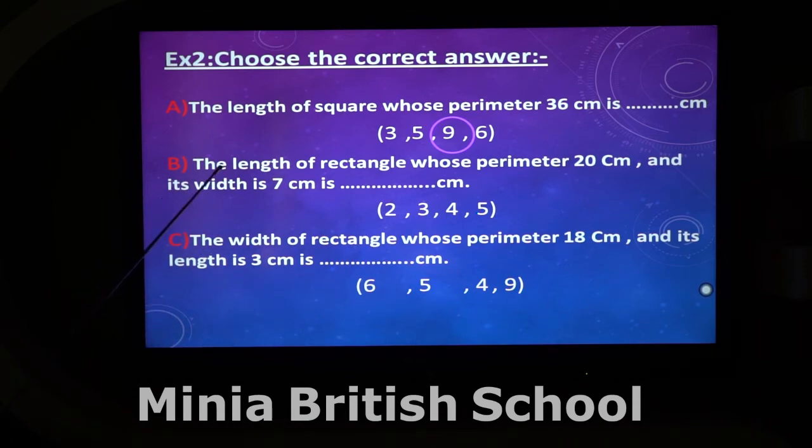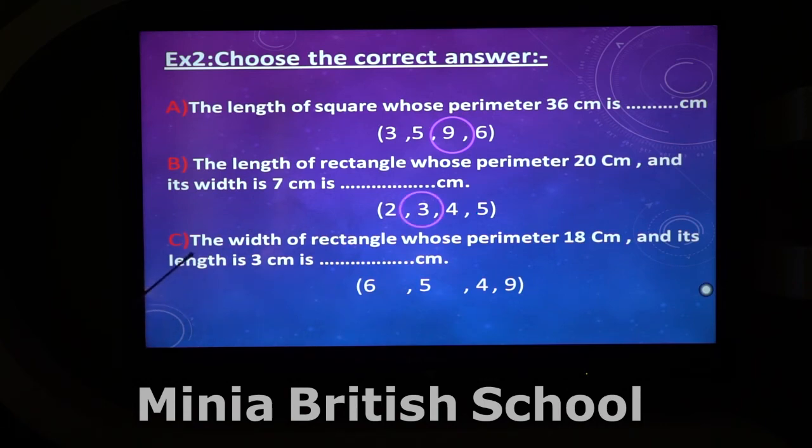What about letter B? The length of the rectangle whose perimeter is 20 centimeters and its width is 7 centimeters. Is it a rectangle or square? Rectangle. So to find the length of the rectangle, divide this perimeter by 2. First step, divide this perimeter by 2. 20 divided by 2, which number do I multiply by 2 to give me 20? 10. And then 10 minus the width, 10 minus 7 gives me 3 centimeters.